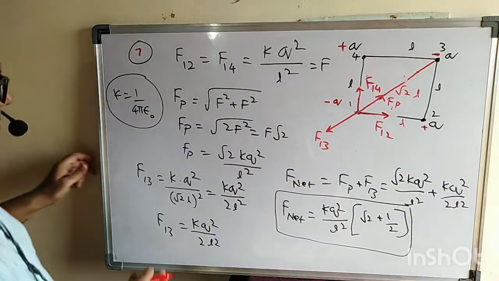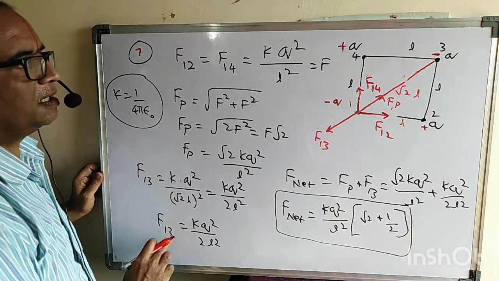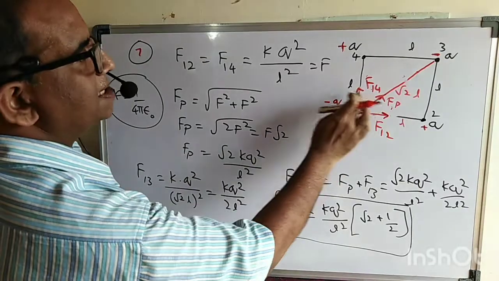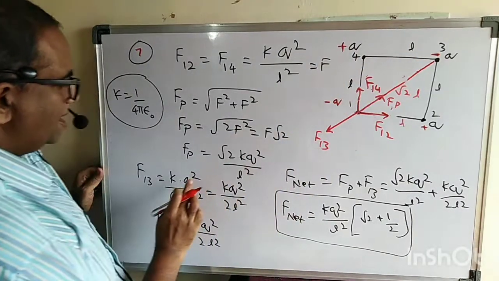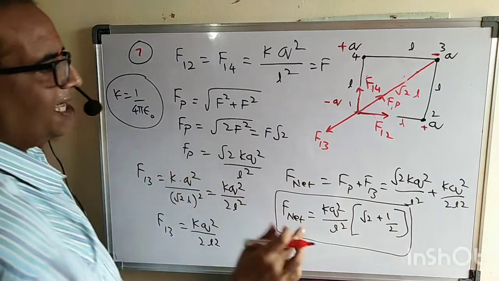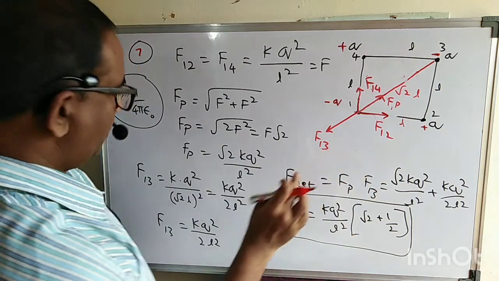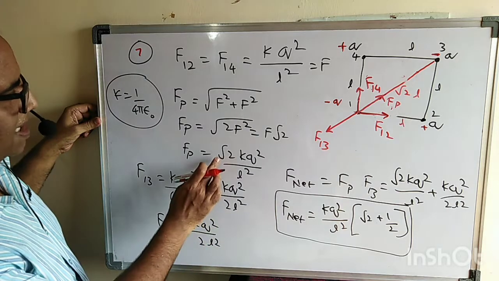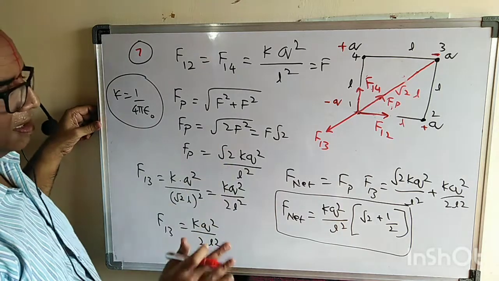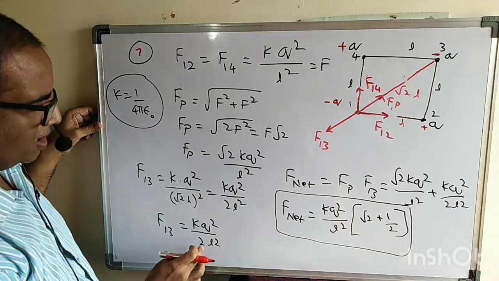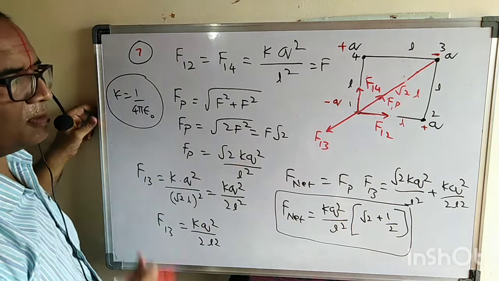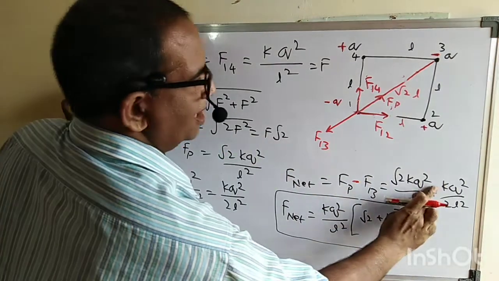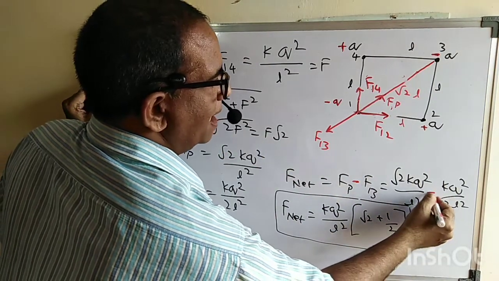Now tell me what will happen. F13 will be in the outward direction and the Fp, the resultant of these two, will be in the inward direction. Therefore, what is F net now? Fp is more or F13 is more? Definitely Fp looks more here. According to this, this is root 2, this is 1 by 2, so definitely this one will be more. Therefore it will be Fp minus F13.